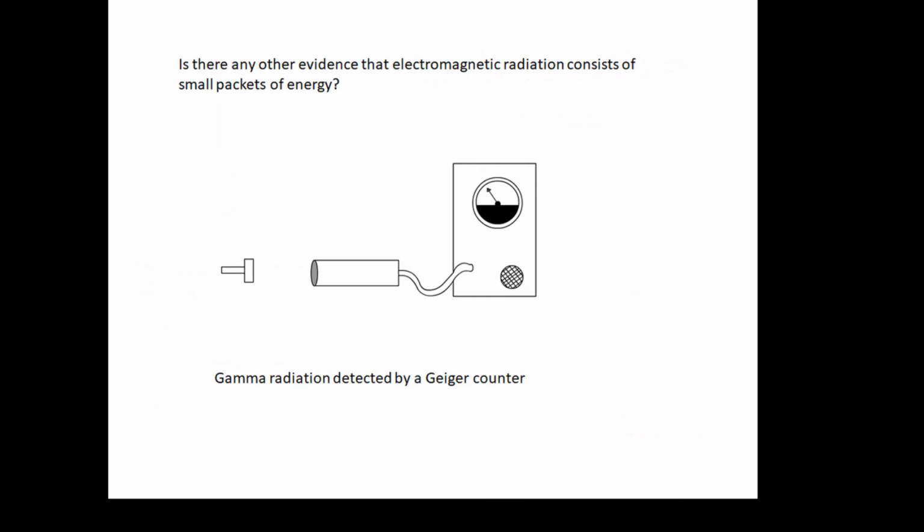Is there any other evidence that electromagnetic radiation comes in little packets? Well, consider gamma radiation. When gamma radiation is detected by a Geiger counter, you don't get a low hum, you get click, click, click, click, click. The radiation arrives as packets of energy.